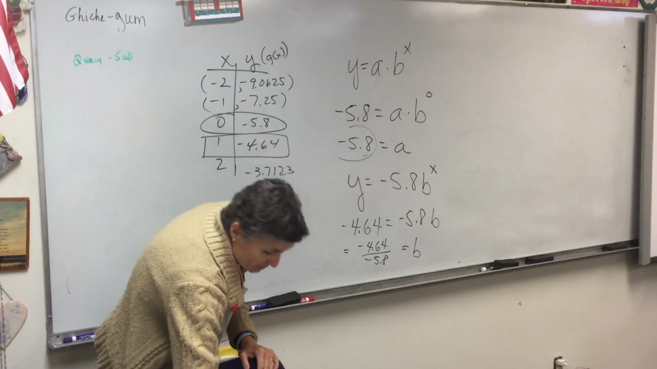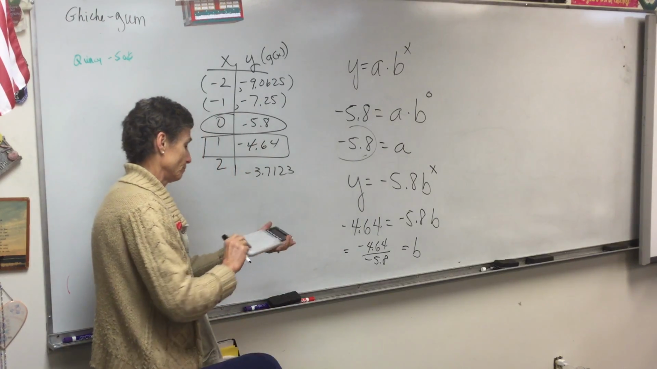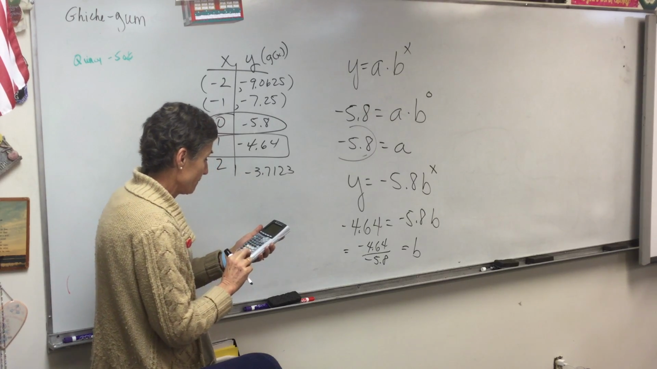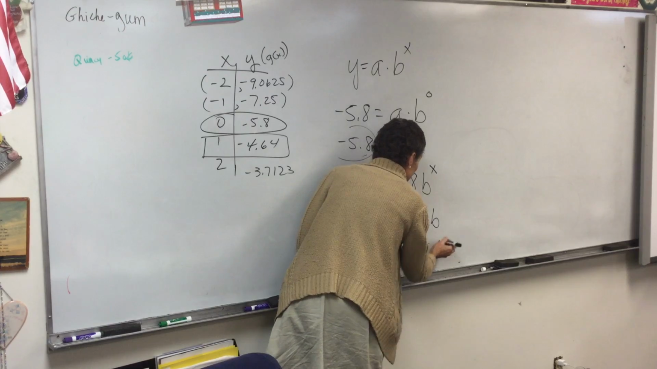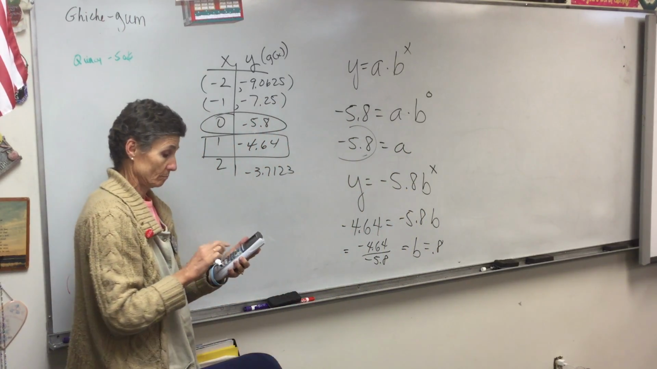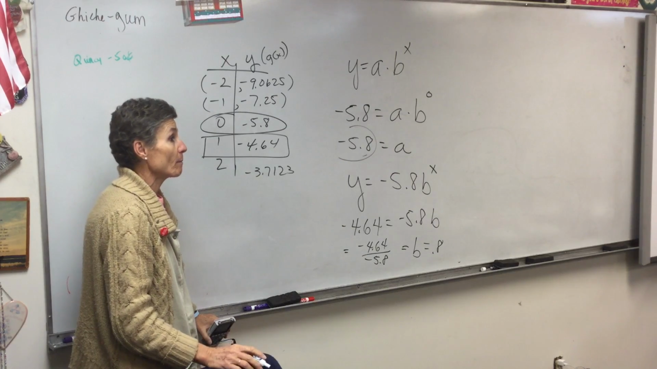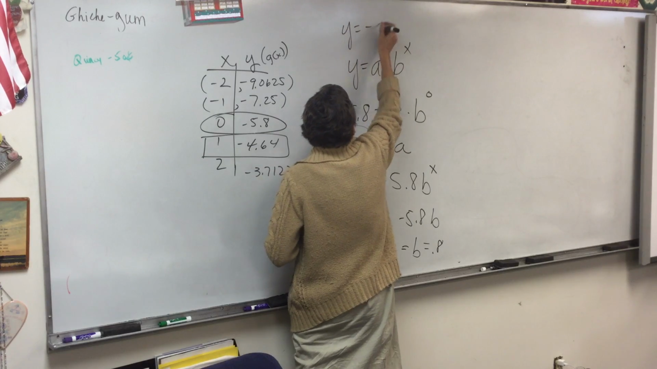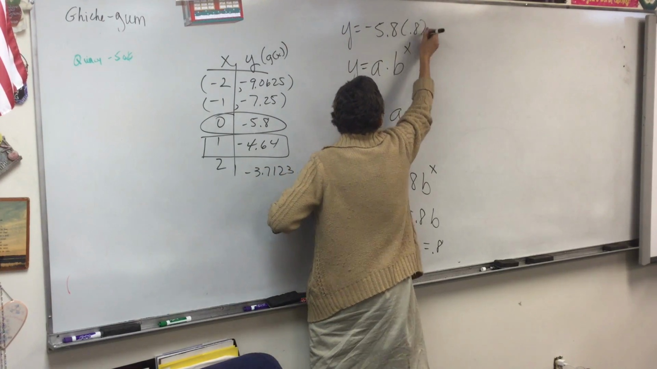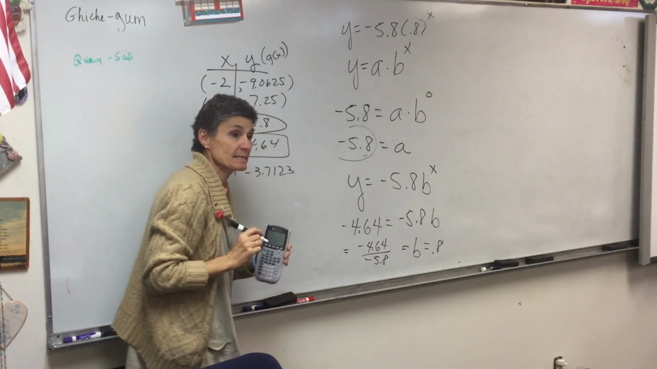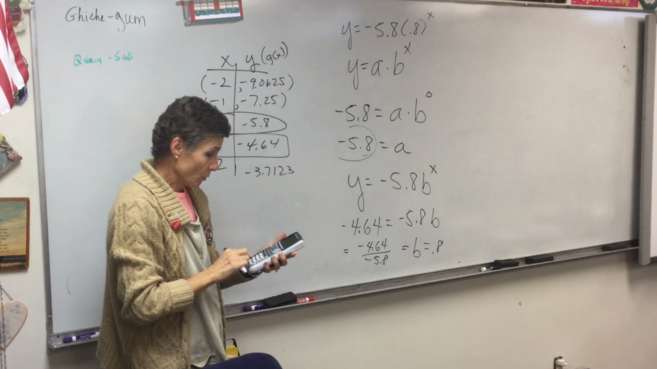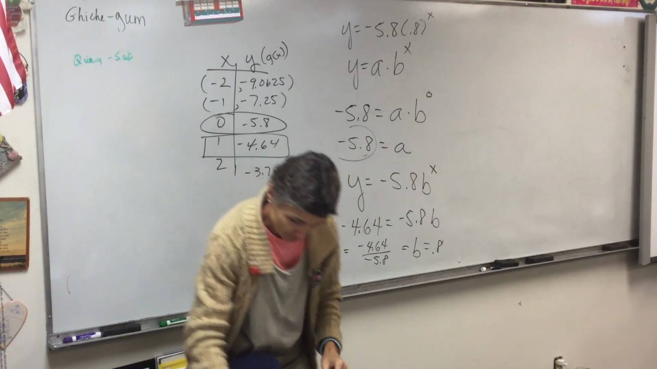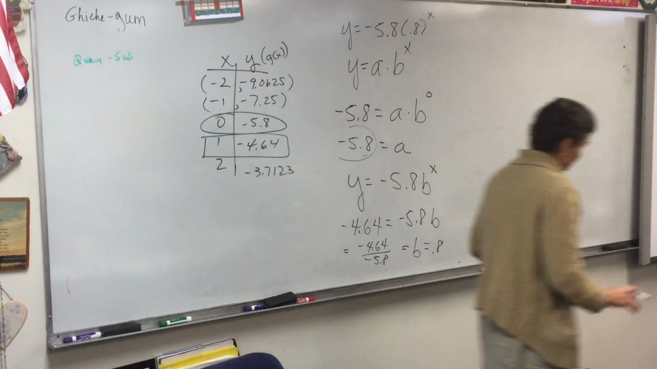So B turns out to be 4.64 divided by 5.8, which is 0.8. And then remember to write our answer down. So what will our answer be? That's it. Now, are we going to multiply these two numbers together? Nope. Never, ever. Oh, okay, well that wasn't so bad.